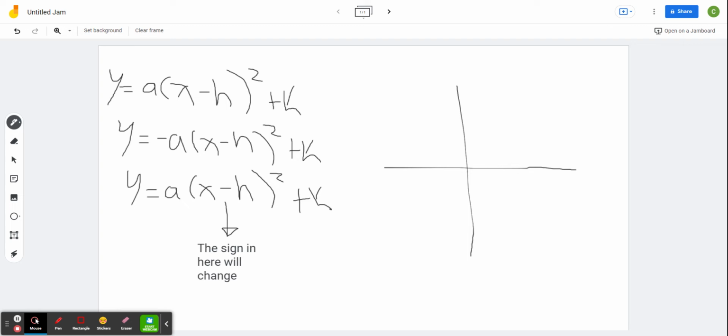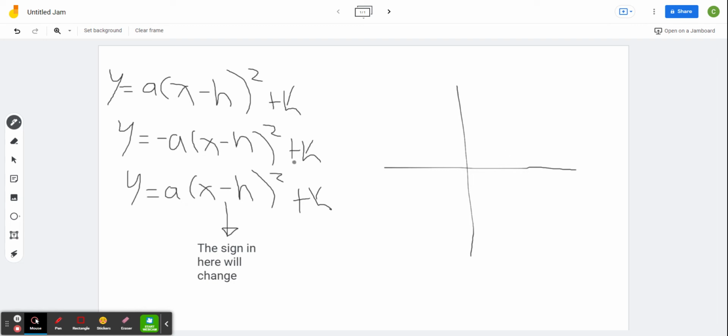The letter h determines if the graph will move right or left, and also depends on the number. If the number is above 0, it moves right. If the number is below 0, it moves left.